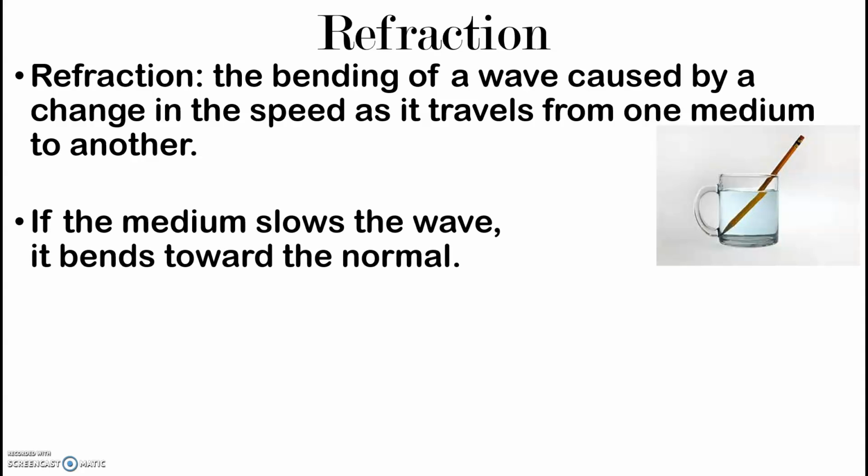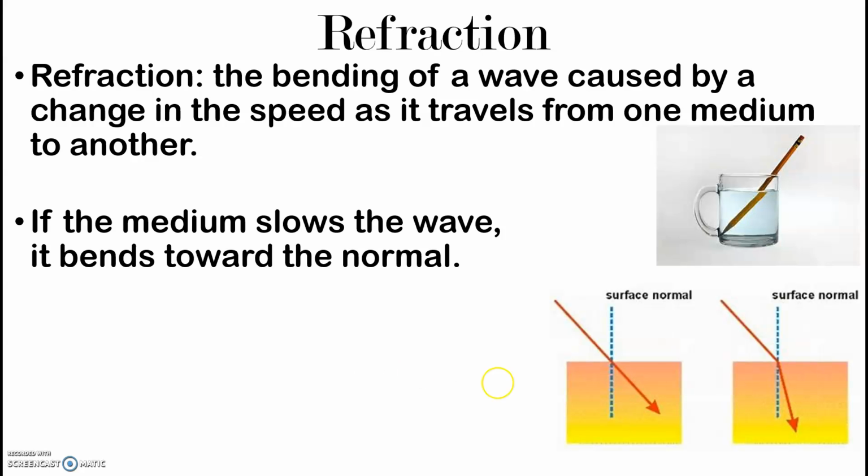Okay, so if the medium slows the wave, it bends toward the normal, and the normal is right here, that little dotted line, the surface normal, 90 degrees off of the surface. All right, if it slows it, it bends toward it. So you'll notice right down here, the arrow is being slowed, so just think of it like when you drop something in the water, you may be throwing it forward, but as soon as it hits the water, that forward velocity kind of stops and it drops straight down into the water. All right, that's what the light wave is doing here.